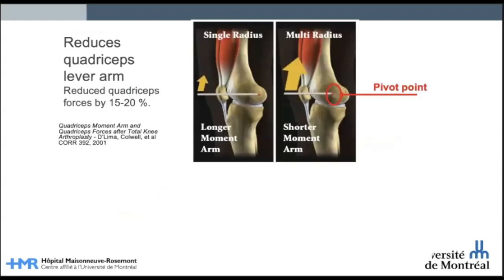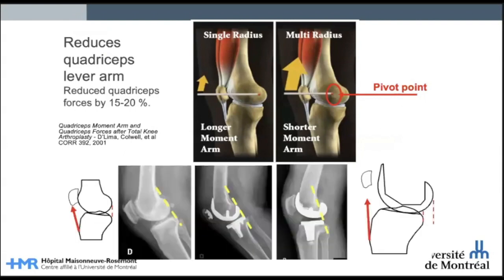Also, we know that the pivot point, the flexion axis of the femur, is very important. It will affect the strength of the quadriceps muscle because it will create the lever arm with the patellar tendon. In the early designs, as you can see here, the posterior condyles are way behind the alignment with the posterior of the tibial plateau.